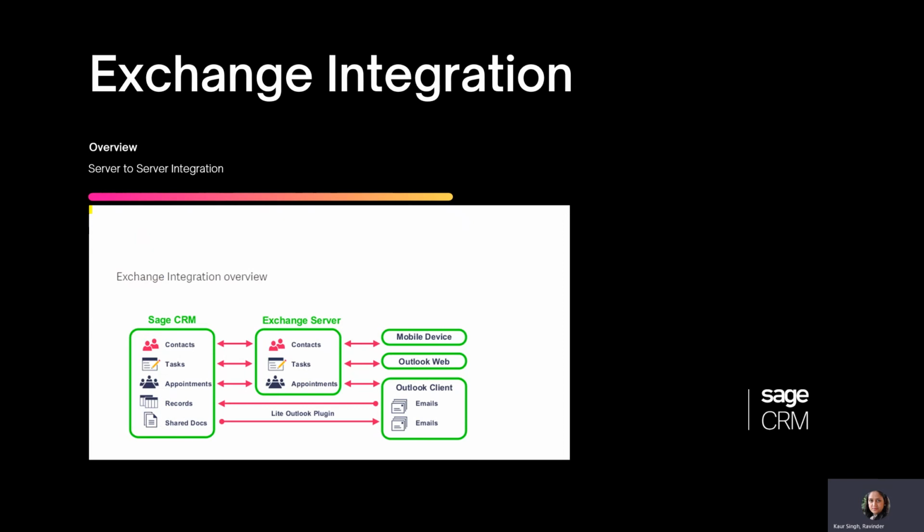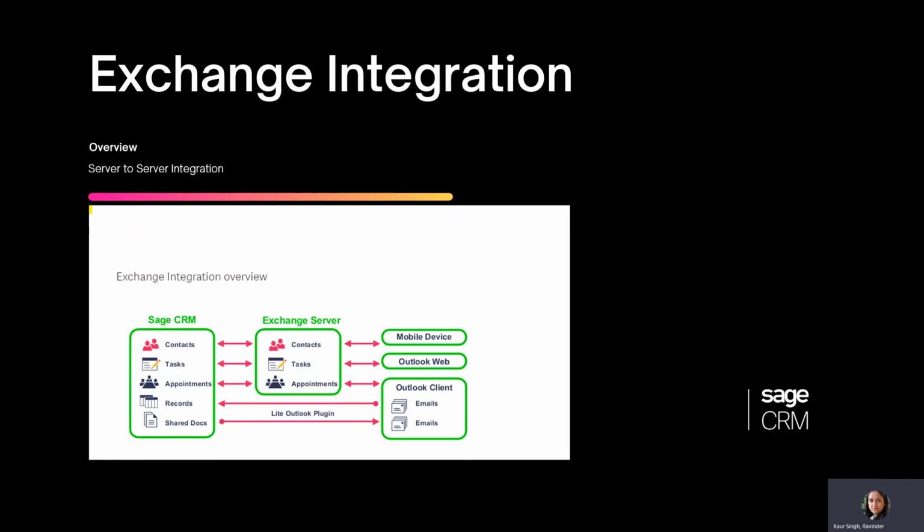Exchange integration provides a great way to automate synchronization between the Sage CRM user calendar, tasks, and contacts with Microsoft Exchange. As this integration is between Microsoft Exchange Server and Sage CRM Server, it is not dependent on the user machine to run the integration, unlike in Microsoft Office integration. As such, the calendars, tasks, and contacts are synced and available on multiple devices.